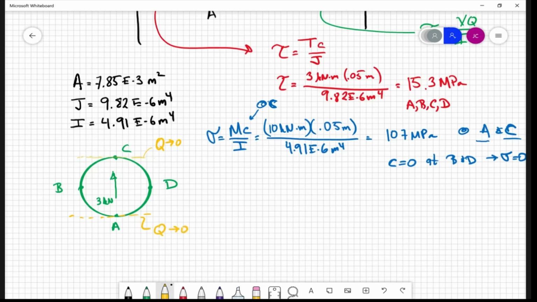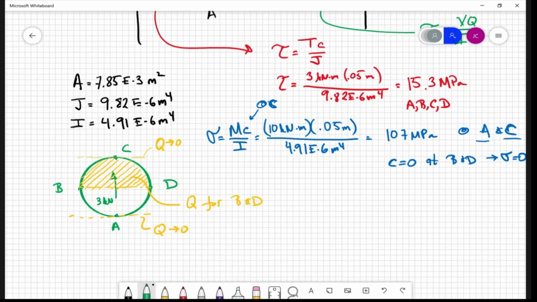Now, if we talk about points B and D, we want to get the shear acting on that plane. And so there, the area we're going to consider is this area here to calculate Q, right? You need the area above the plane where you want to calculate the shear. So this is the Q we would use for points B and D. They would be maximum, right?